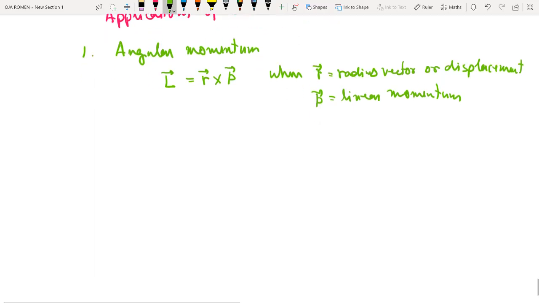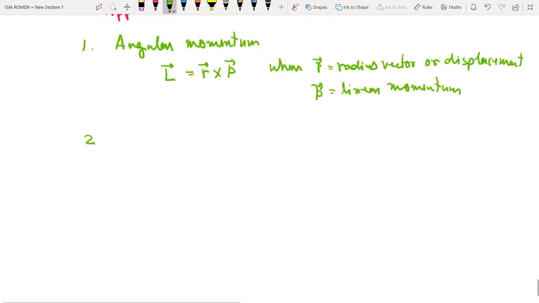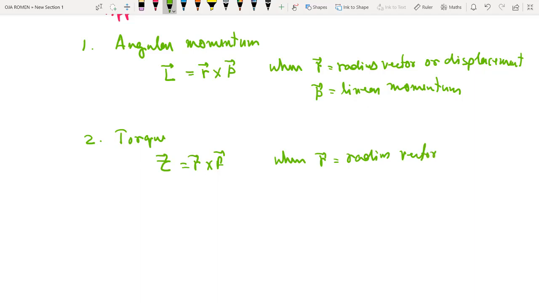Then we can also define torque. Torque is defined as R cross F, where R is simply radius vector or displacement, and F is force.